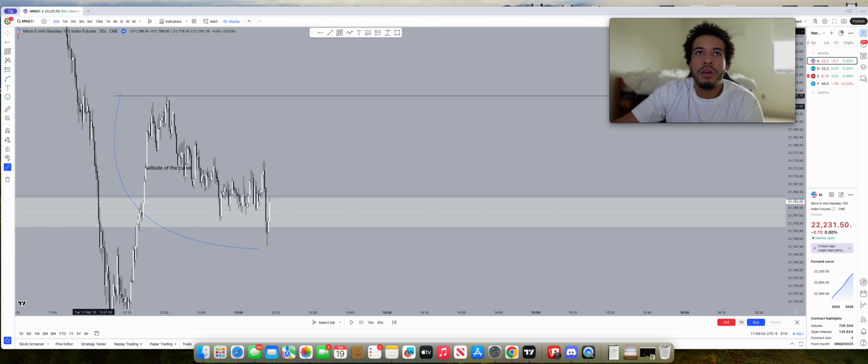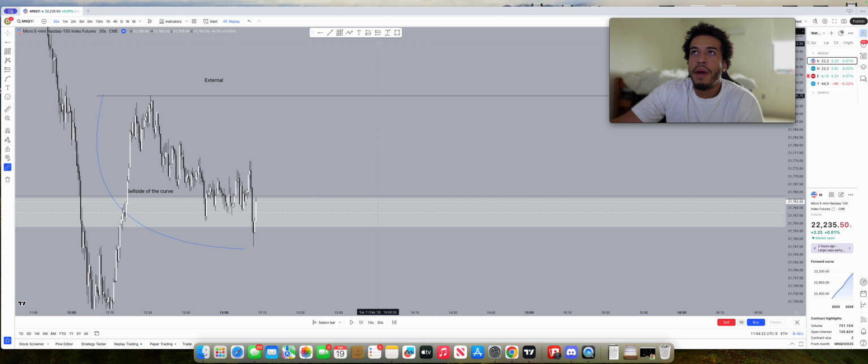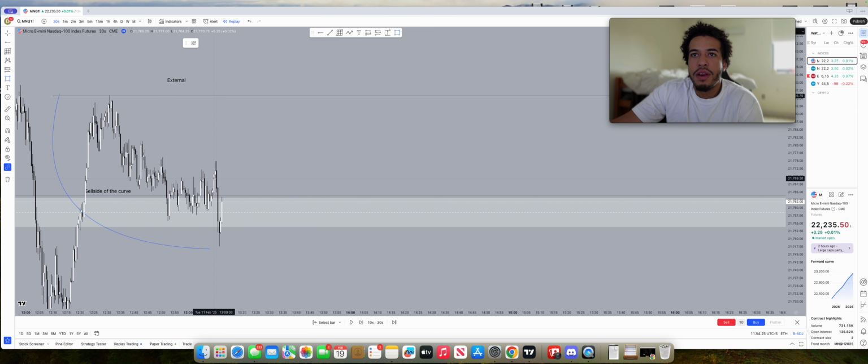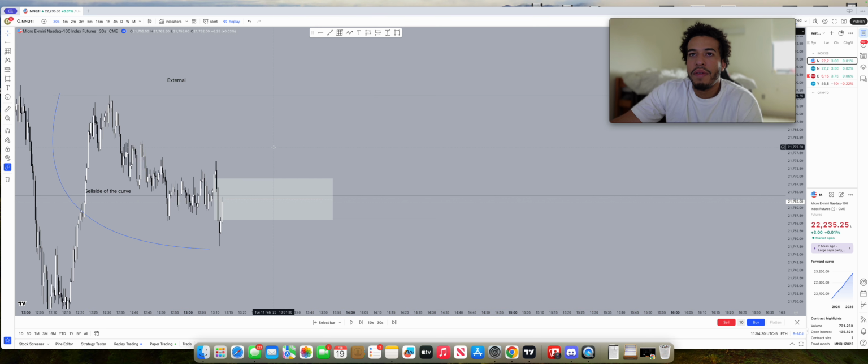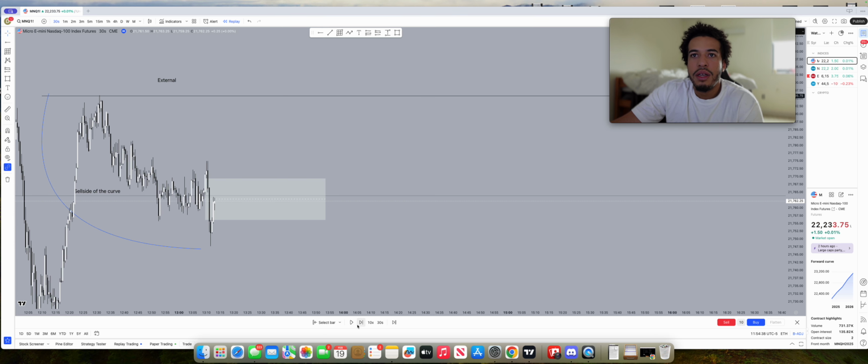So we have our external liquidity draw right here. External. This is where we're targeting the sell side of the curve right here. And so since you now know market maker models, you know the ultimate price target is here within this model, right? So then you map out your fair value gaps to see if anything can get violated. So now we know we're in a 5-minute fair value gap. It's respecting a 5-minute fair value gap. So now I'm looking for longs whenever this gets violated. So we wait for this to get violated.